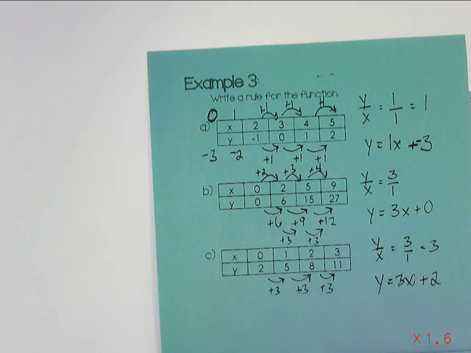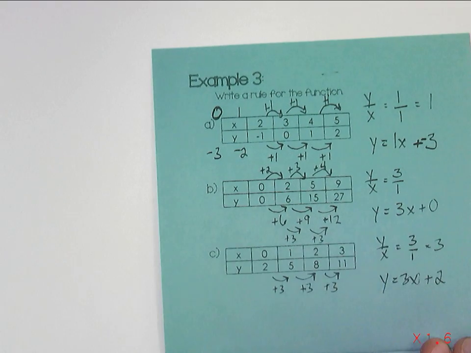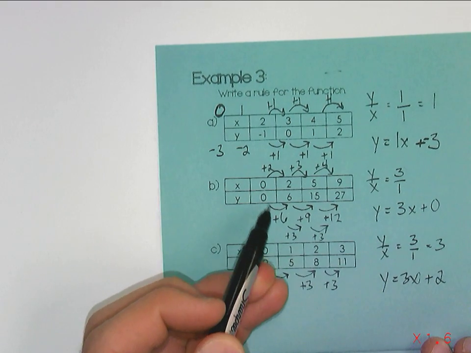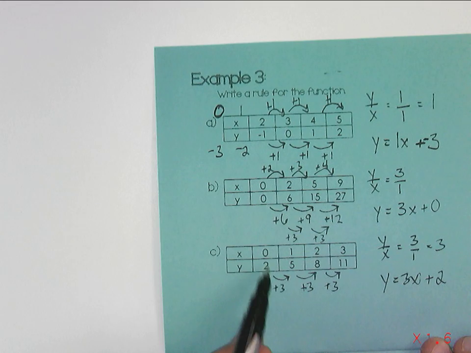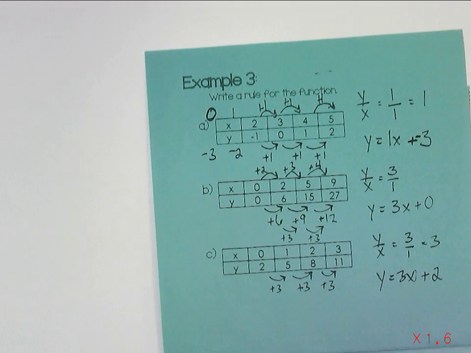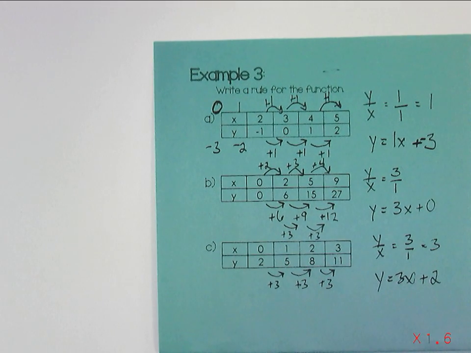I'm sorry for that confusion, but wherever your x value is 0, you put that y value in order to add that to the end or subtract it. So in this case, x is 0, y is 0, we add 0. In this case, x is 0, y is 2, we add 2. So that's the correct representation of that. Once again, I'm sorry for the confusion.